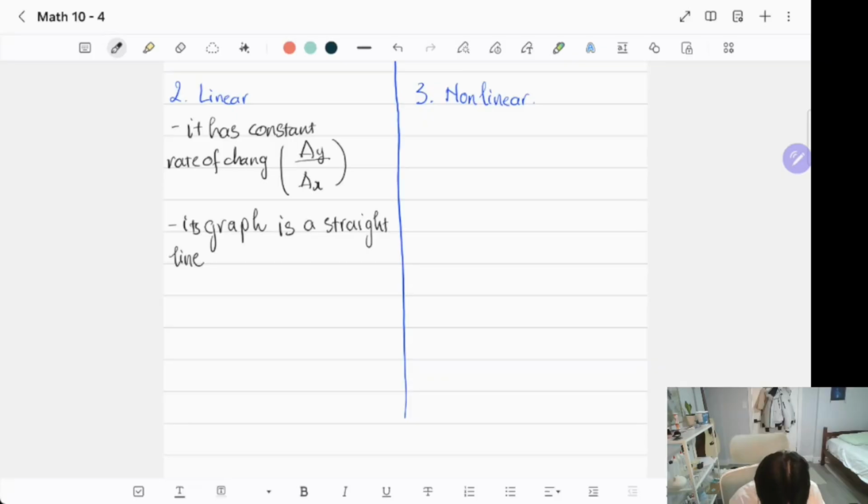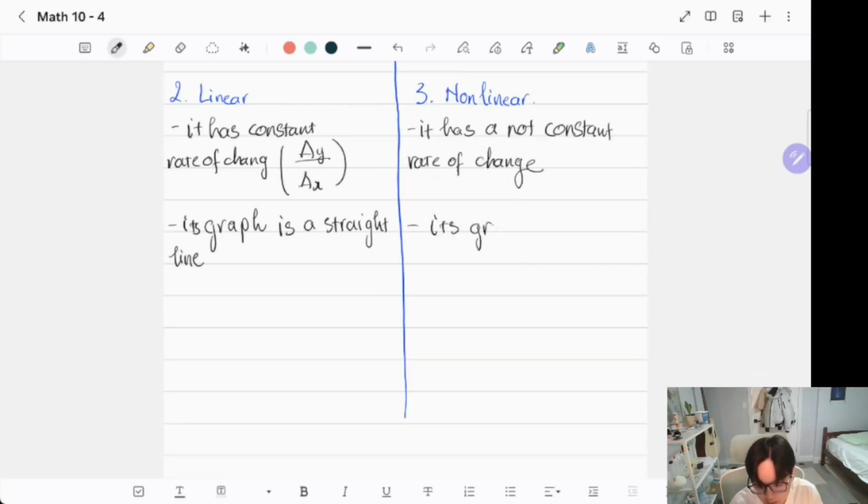Right? Okay. And what about non-linear? Non-linear doesn't have a constant rate of change. It's a not-constant rate of change. And in the same way, its graph is not a straight line. As long as it's not a straight line, it will be non-linear.